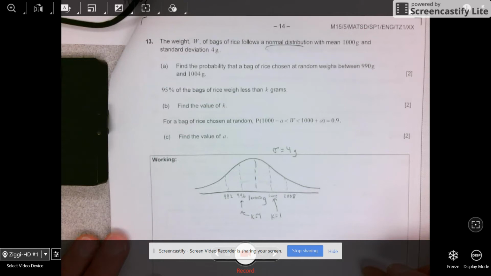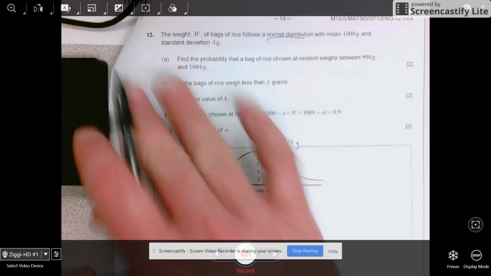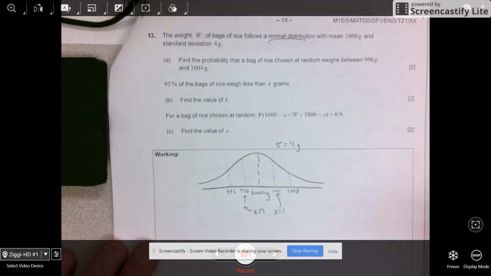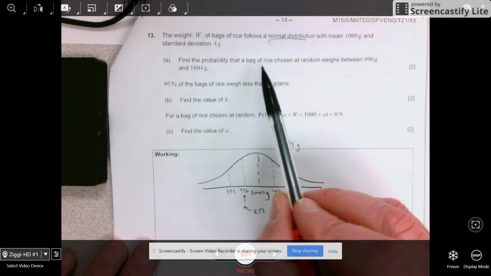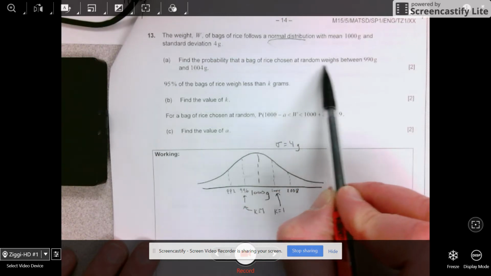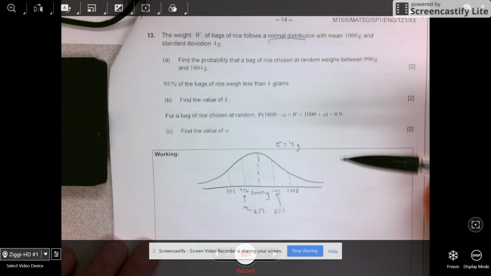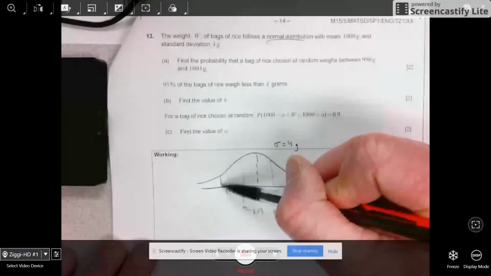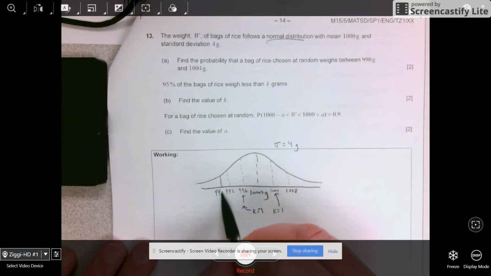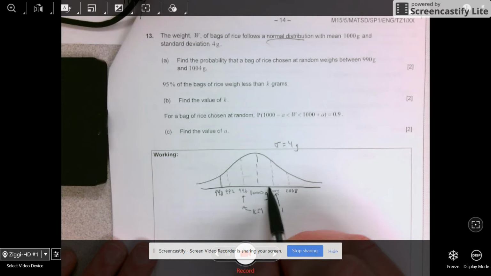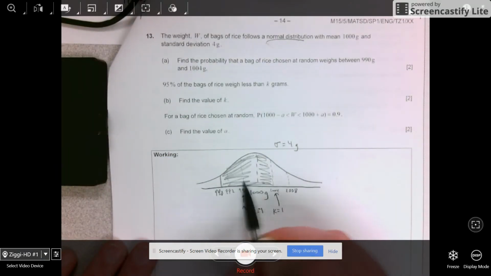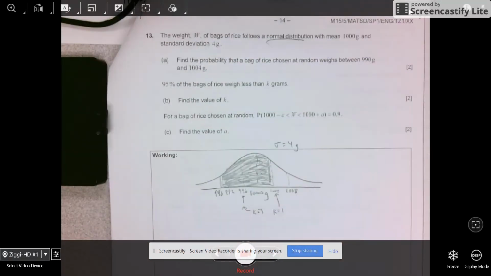Okay, so now we can see what kind of questions we're asking, and I'm going to review the calculator steps as well. Find the probability a bag of rice chosen at random weighs between 990 and 1,004. So 990 would be down here, and 1,004 is this one standard deviation up above there. So we're talking about all of that area. Remember that the entire probability adds up to 1 or 100%, depending on what you're trying to do. We're doing probability, so it adds up to 1.